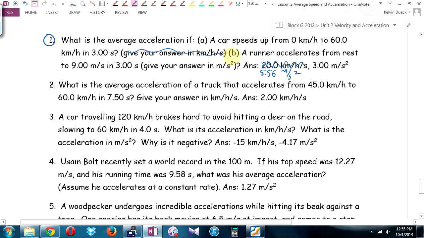No, I don't like that unit anymore. Number 2, don't give your answer in kilometers per hour per second. Give me a second here. It's going to be bracket. You should get an answer of 0.56 meters per second squared.